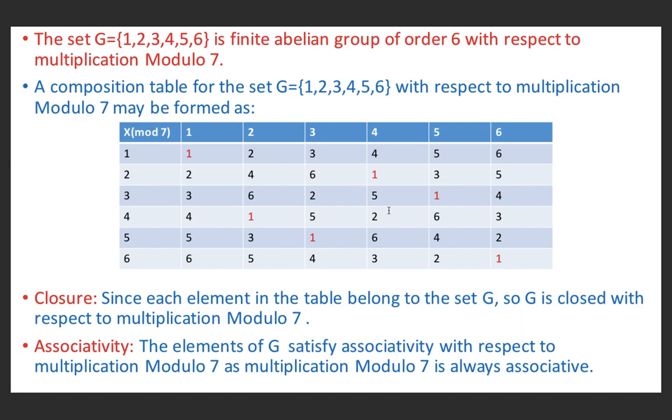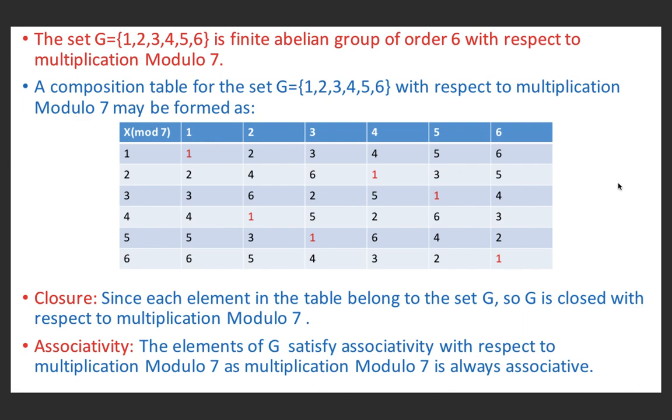The elements on the right of 2 in the fourth row are 6 and 3, and in the fourth column are also 6 and 3 below 2. So these are also identical. The element on the right of 4 in the fourth row is 2, and in the last column is 2. To the right is also 2, below it also 2. So these are identical. So this composition table is symmetrical about the main diagonal.